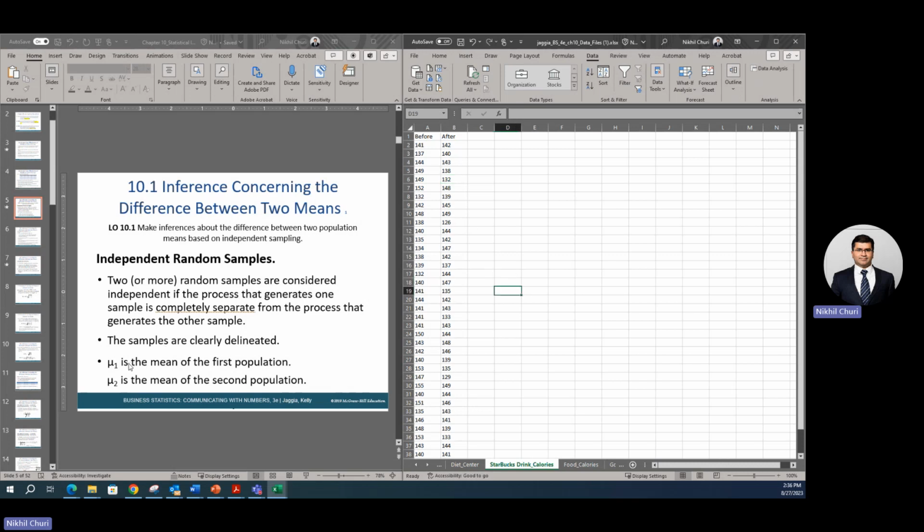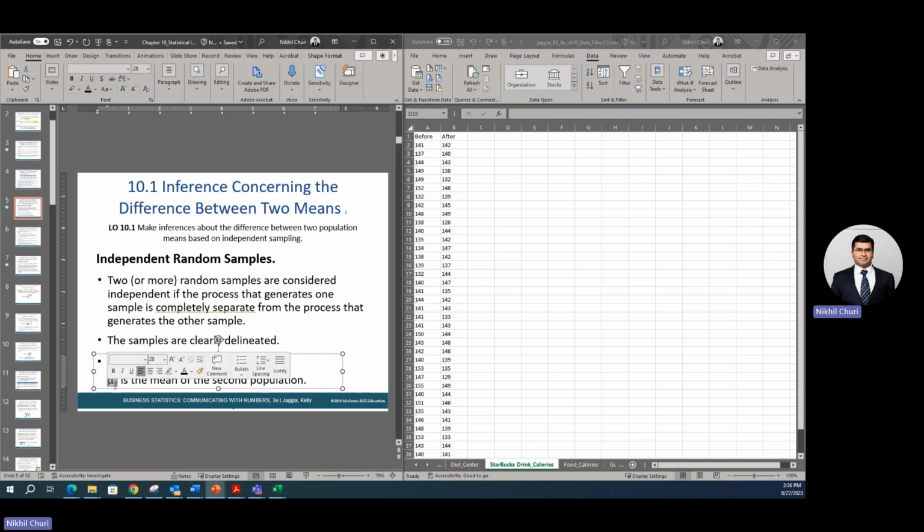Now, as per the statistical theories, let's assume mu1 is the mean of the first population, that is before, and mu2 is the mean of the second population, after. For now, don't think too much about mu1 and mu2. As we use them more and more, we'll become completely familiar with the concept. But let's say mu1 is the mean of the first population, mu2 is the mean of the second population.